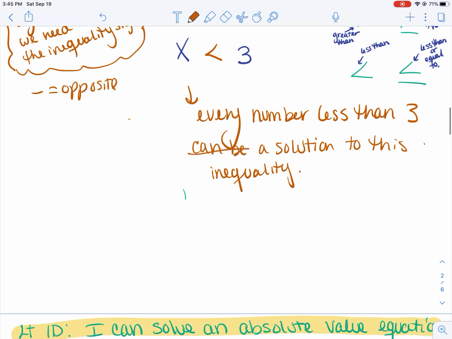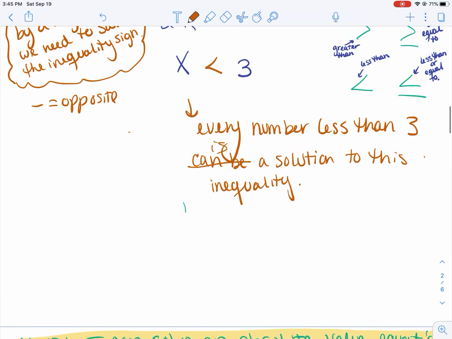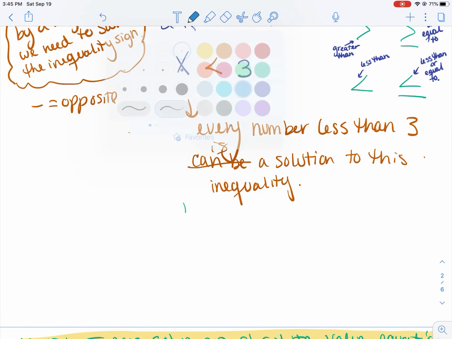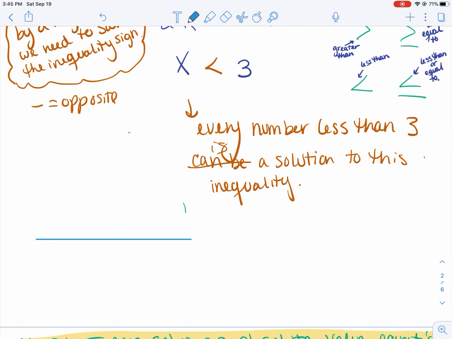Well, I guess I shouldn't say can be, it is a solution to this inequality. And one of the ways we can represent that is on a number line. So let's get out a little number line here. This doesn't have to be overly fancy when you're drawing them. I will put a couple numbers on. I'm going to put 0 on here and go up to 3, the value that I need, okay?